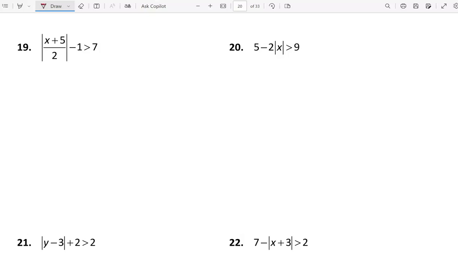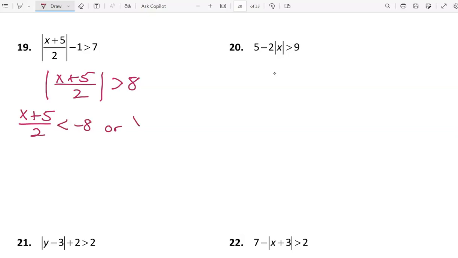For number 19, we need to isolate the absolute value first. So the absolute value of x plus 5 divided by 2 is greater than 7 plus 1, which is 8. That's an absolute value or a distance that is bigger than 8. Where do we find numbers on the number line whose distance away from 0 is larger than 8? We find them on the outskirts of the number line. So that means we find them on the left side of -8 or on the right side of +8. Now we can solve each individual inequality, so we can go ahead and clear fractions.